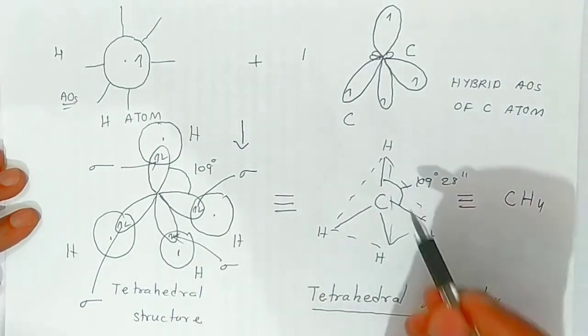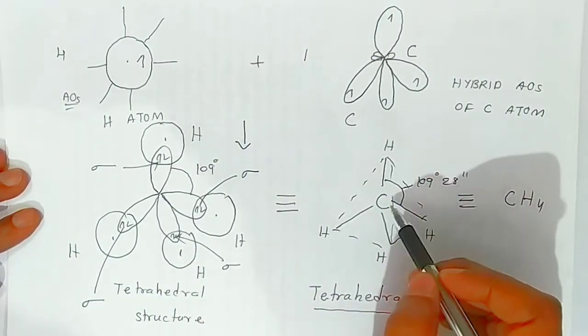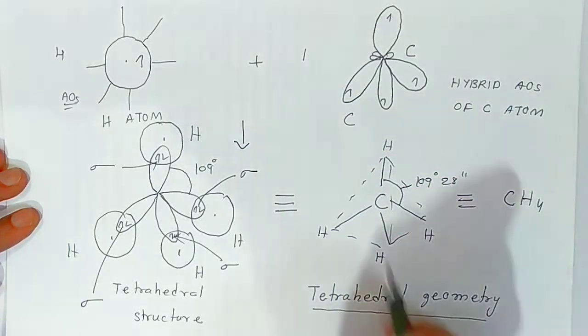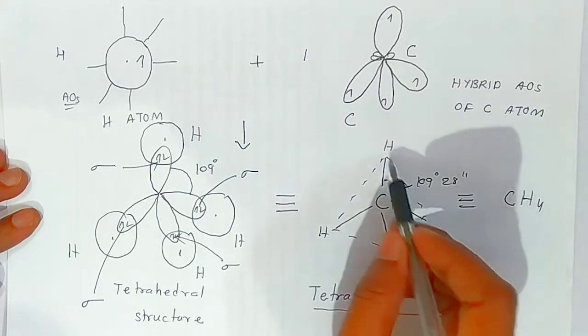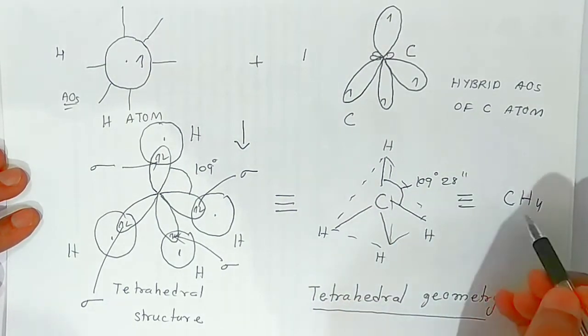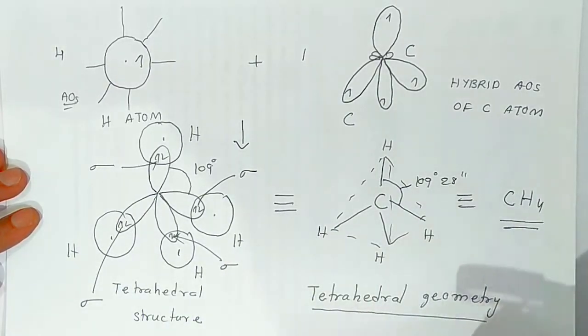Okay students, now when you see the line diagram of the methane molecule, how the hydrogens are arranged, it has tetrahedral geometry. The bond angle between hydrogen, carbon and hydrogen is 109 degrees and 28 minutes. So this way the methane molecule is formed.